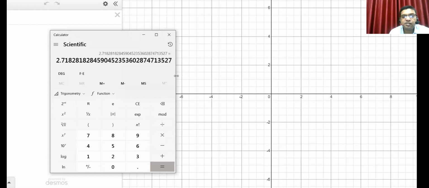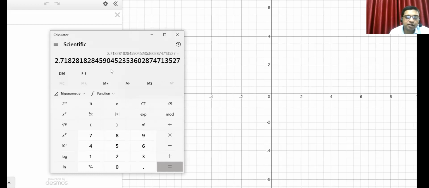It does not have an end, meaning it is a non-recurring, non-terminating decimal. Just like pi, we understand, right? Pi is defined as the ratio of the circumference of a circle to the diameter. That is defined as pi.